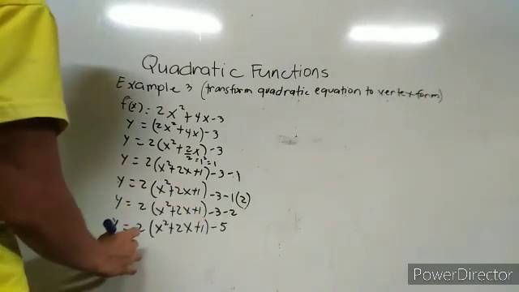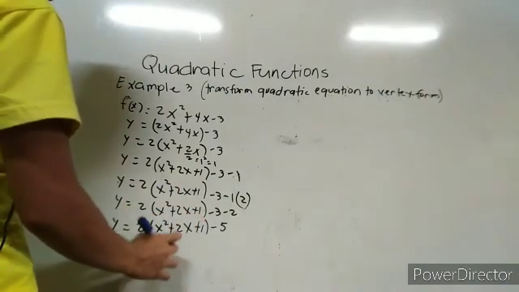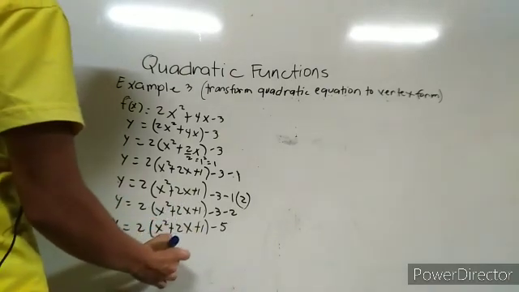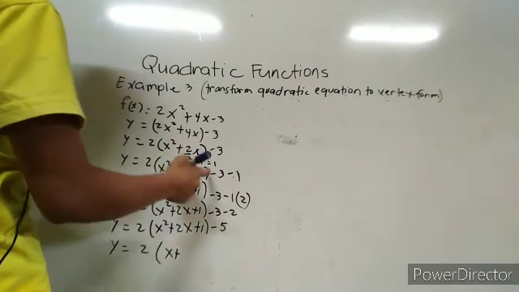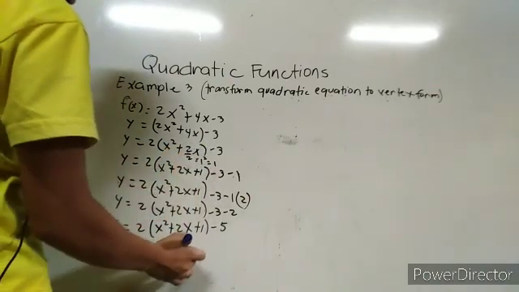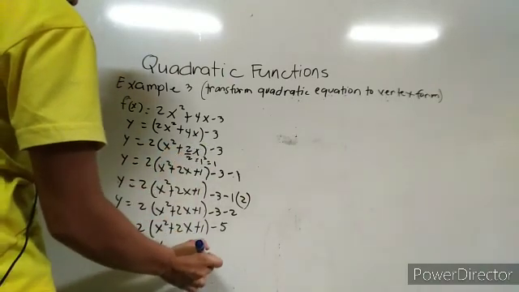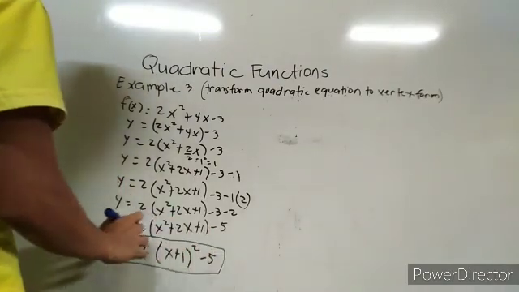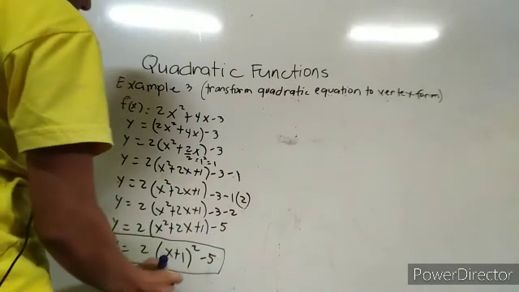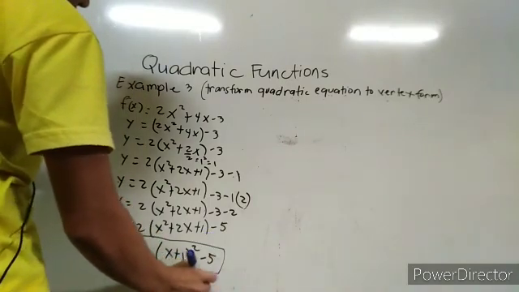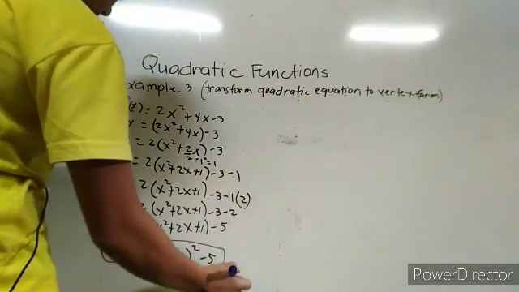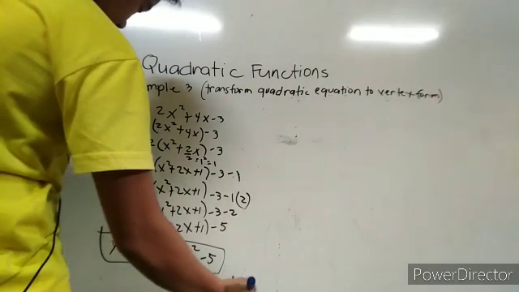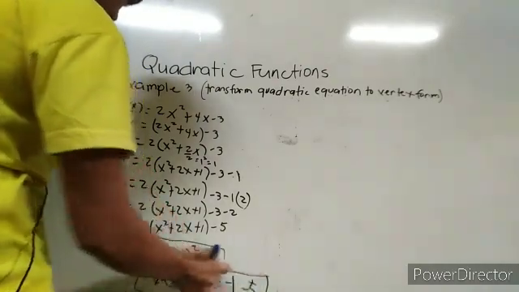So what we completed is the square. We have x squared plus 2x plus 1, that is a perfect square trinomial. So the factor is x plus 1. So we have 2 times x plus 1 squared minus 5. So this is now in vertex form. So the vertex is negative 1 and negative 5. Okay?